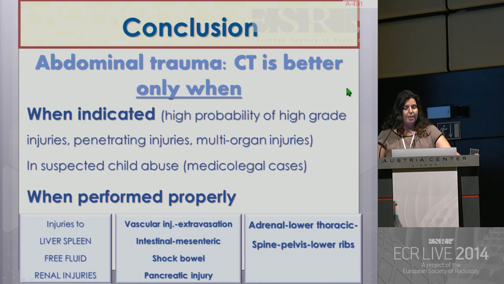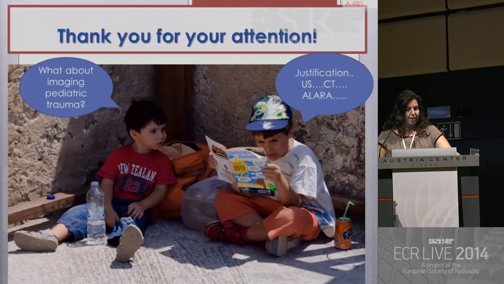Conclusively, CT scan can perform better provided that it is indicated, in high probability of high-grade injuries, penetrating or multi-organ injuries, in suspected child abuse, when you consider all the ALARA principles and you have your checklist on top of your head. And with that, I would like to thank you for your attention.